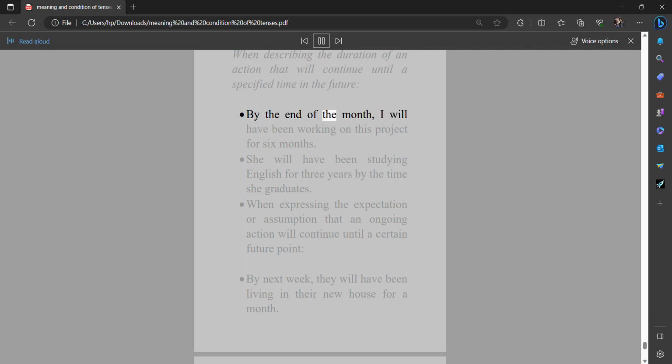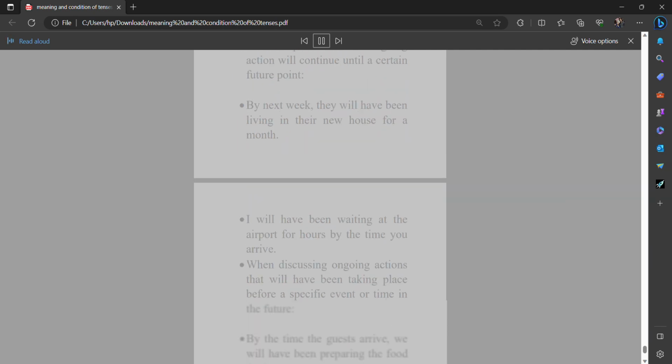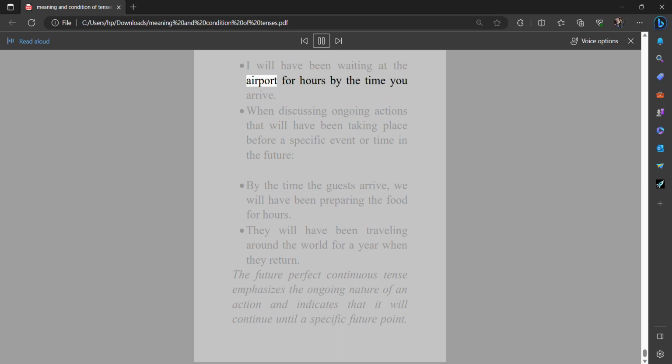By the end of the month, I will have been working on this project for 6 months. She will have been studying English for 3 years by the time she graduates. When expressing the expectation or assumption that an ongoing action will continue until a certain future point. By next week, they will have been living in their new house for a month. I will have been waiting at the airport for hours by the time you arrive.